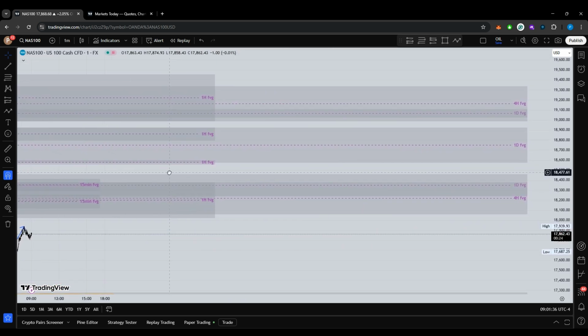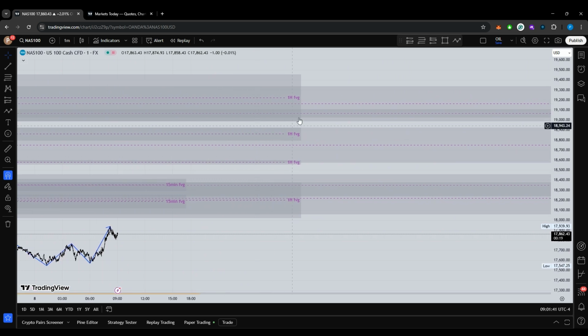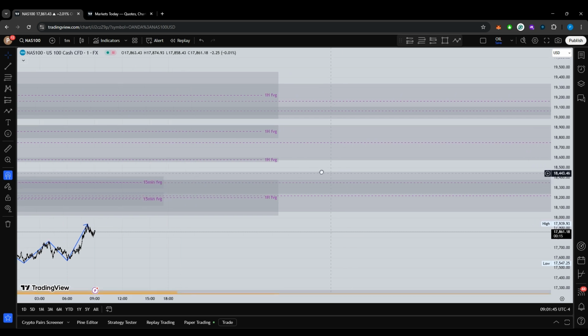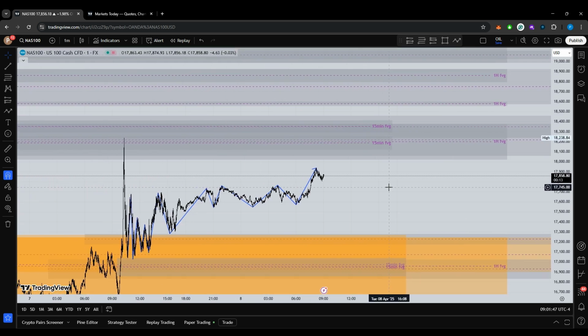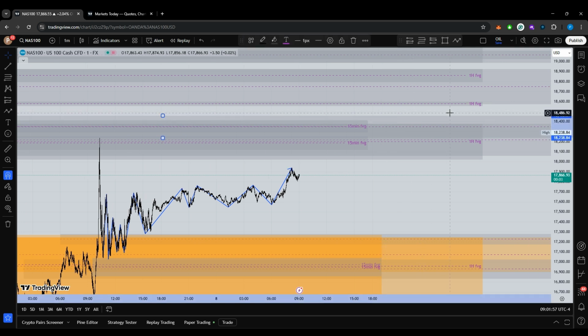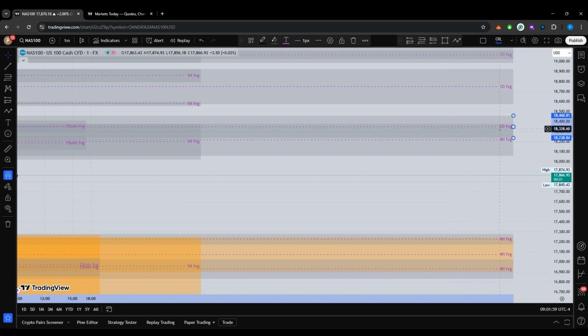And then, yeah, the ones above are not as condensed. Maybe this section is a little bit more condensed than this one. So targets to the upside would be this one first. Okay, a pop of this high, getting to the midpoint of this daily. Here, let's click on it. This daily, the consequent encroachment of that fair value gap.